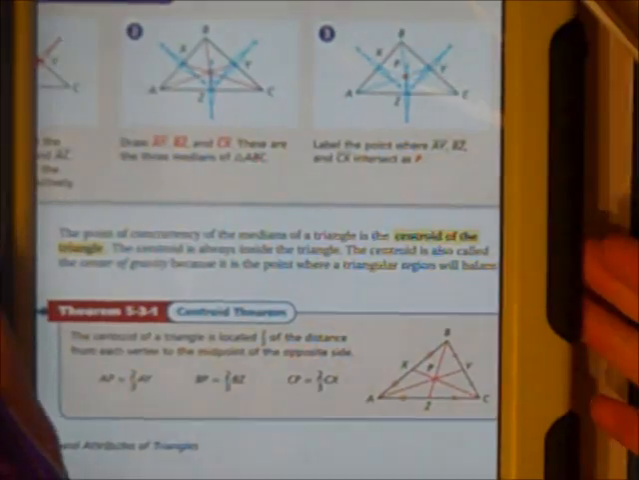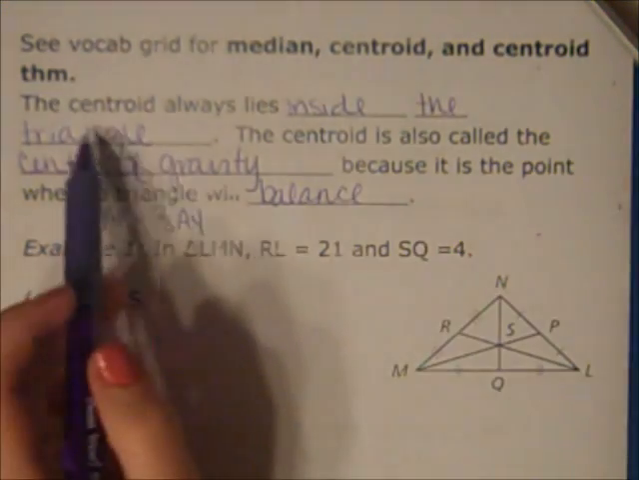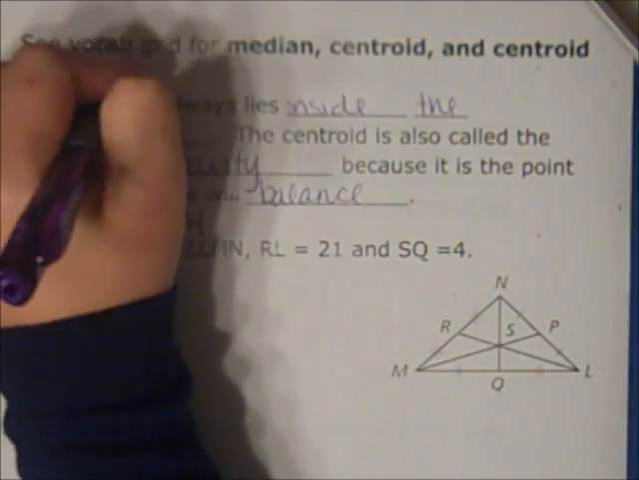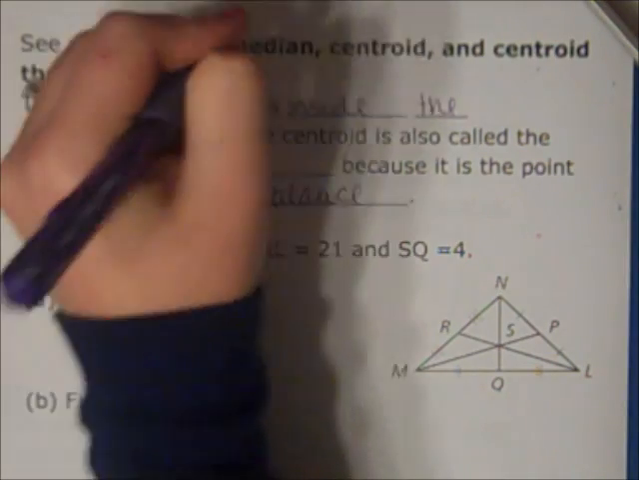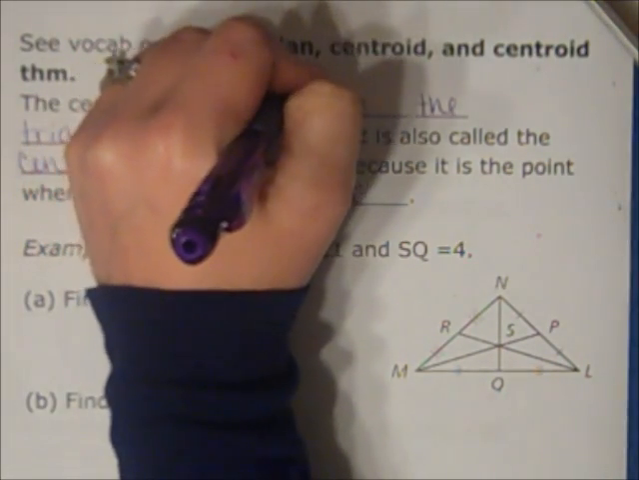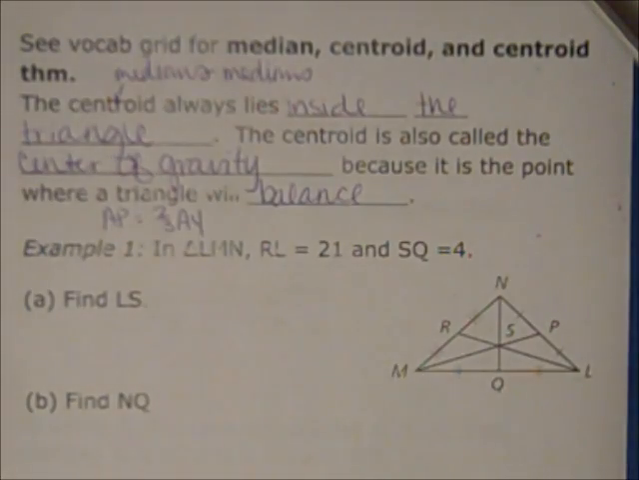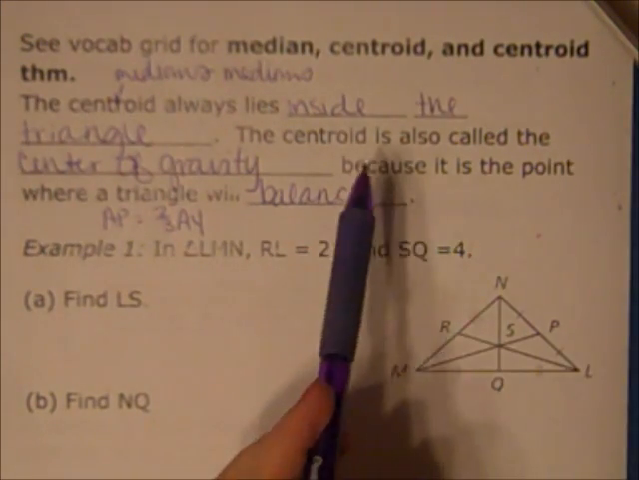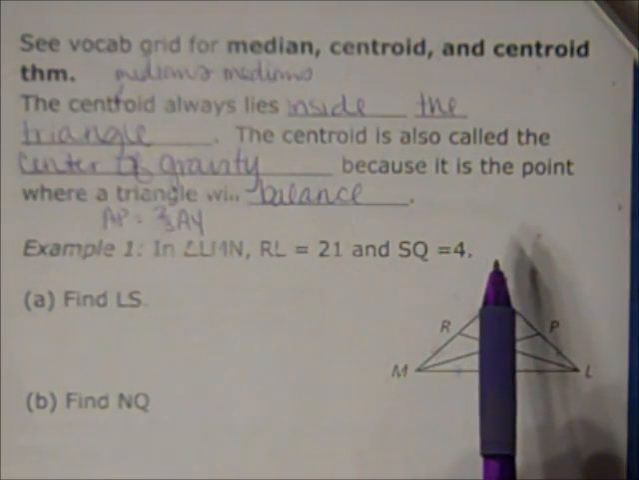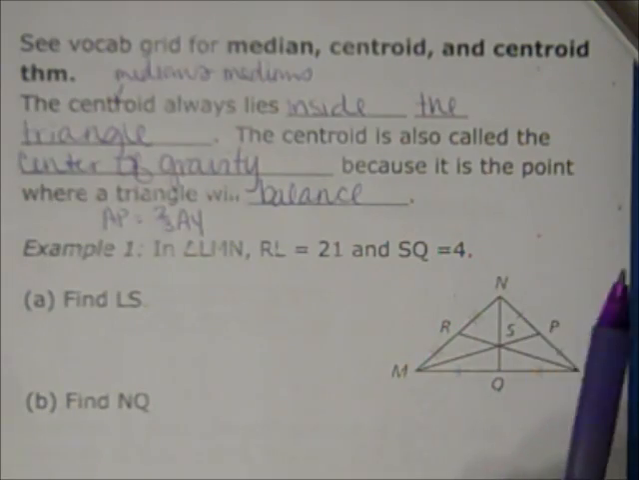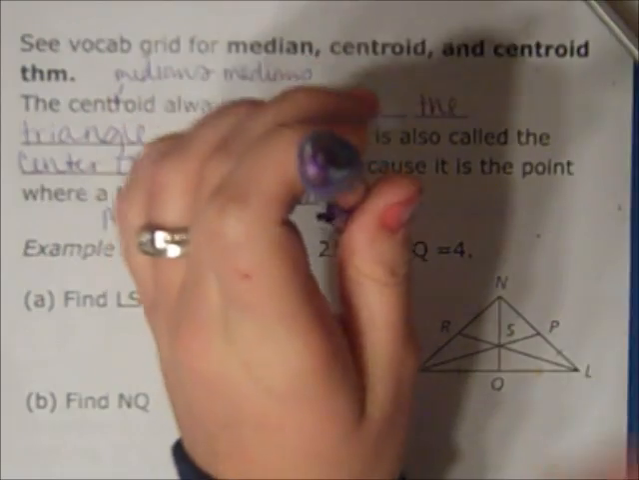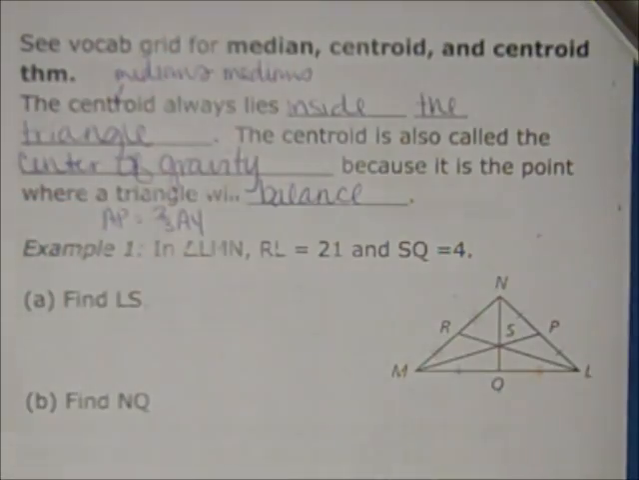So that's what we're going to find first here. The centroid, which is where the medians meet, will always be inside the triangle. Because it's going from vertex to side, they have to cross inside the triangle. The centroid is also called the center of gravity because it's the point where the triangle would balance. So if you think about a triangle as a piece of paper and you were to stick a pen underneath it, if you found the centroid, that would be the point which would make the paper triangle balance.